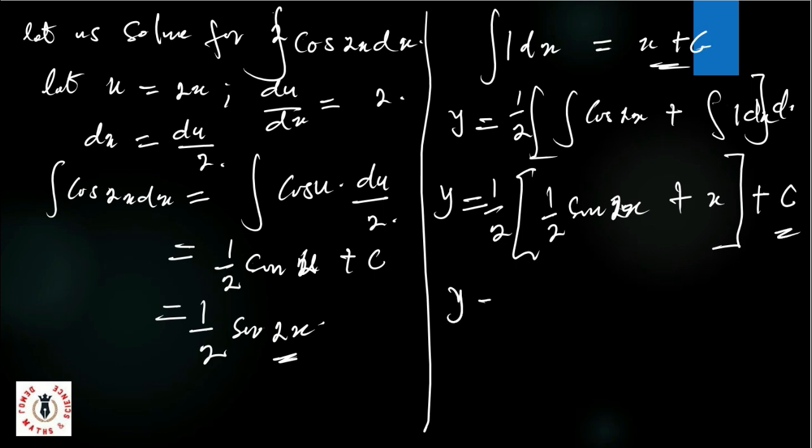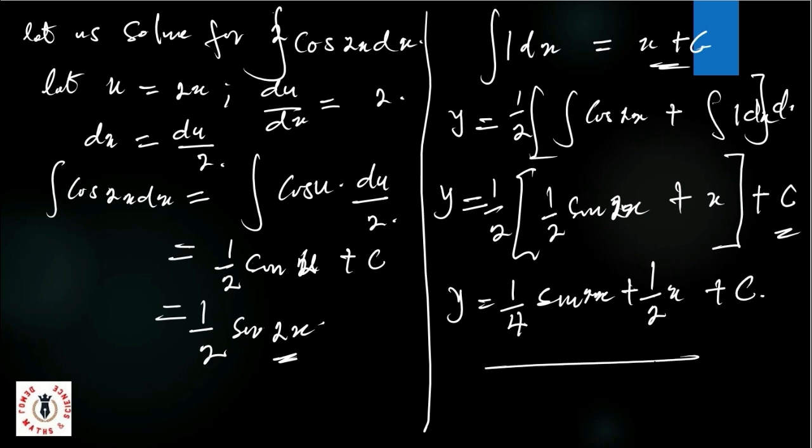Now, so that my y now will be equal to half times half, that's 1 over 4 sine 2x plus half x plus c. With this, I hope you understand how to integrate cos squared x. Thank you for staying with us, and see you in our next class.